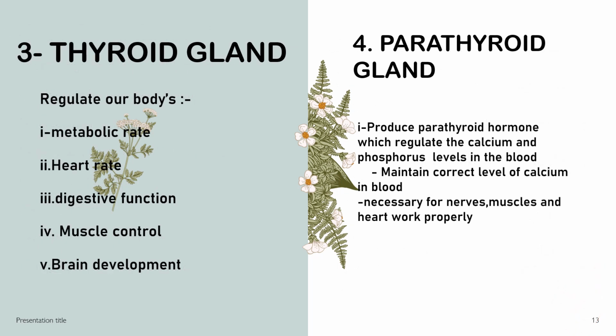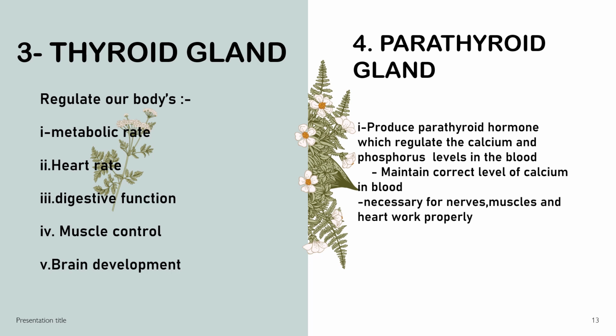The third gland is the thyroid gland. The thyroid gland will release hormones to regulate our body's metabolic rate, which is metabolism, whether fast or slow. Second, our heart rate whenever we are doing an activity. Third, our digestive function. Fourth, muscle control during contraction or relaxation. And fifth, brain development, especially in children.